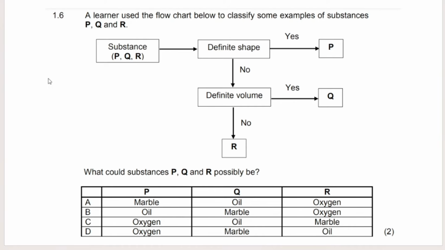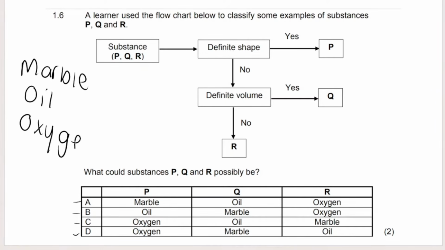1.6 gives us a flowchart to classify some examples of substances P, Q, and R. They give me a table and ask, what could substances P, Q, and R possibly be? We have to choose A, B, C, or D. Looking at the table, our options are marble, oil, and oxygen.